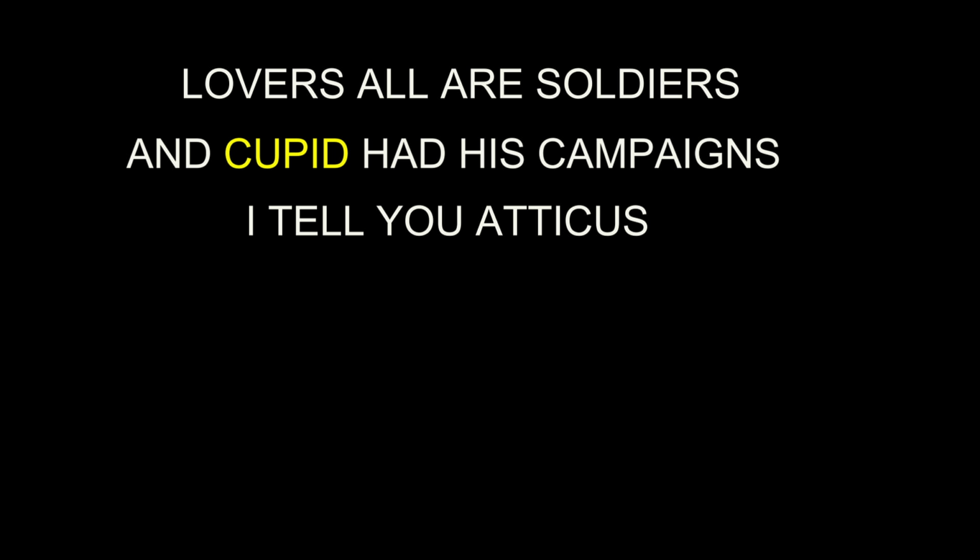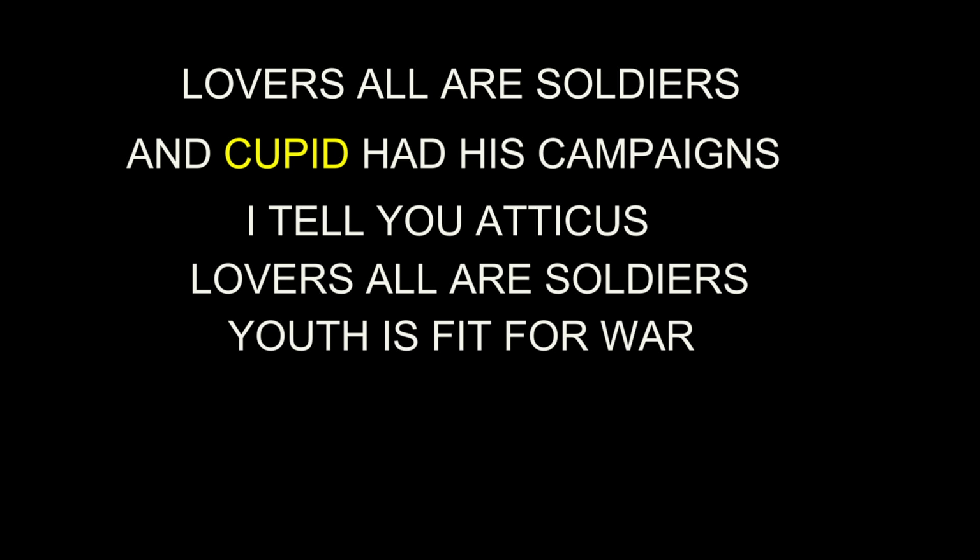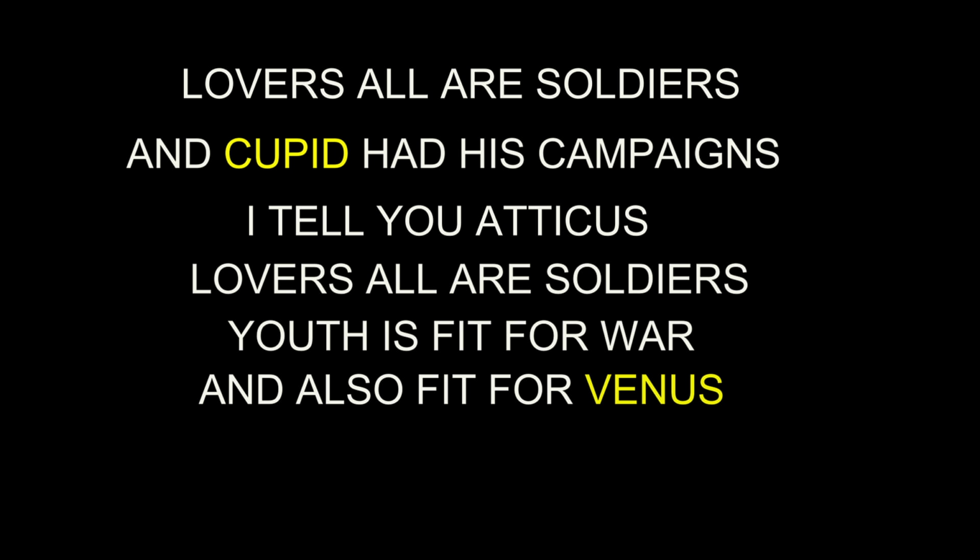Allusion is seen in the poem Love and War by Ovid. "Lovers all are soldiers, and Cupid has his campaigns. I tell you, Atticus, lovers all are soldiers. Youth is fit for war, and also fit for Venus." Allusion is an expression designed to call something to mind without mentioning it explicitly, an indirect or passing reference. The allusion in this poem is to Roman mythology.